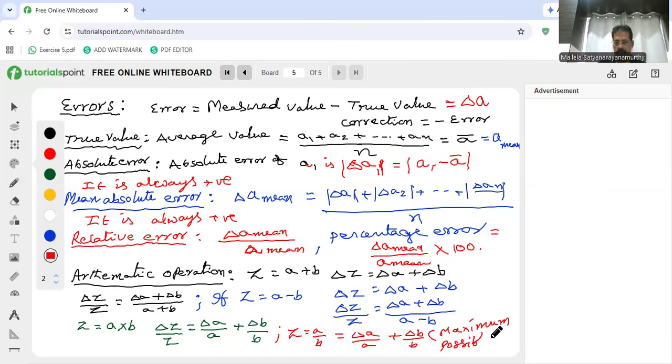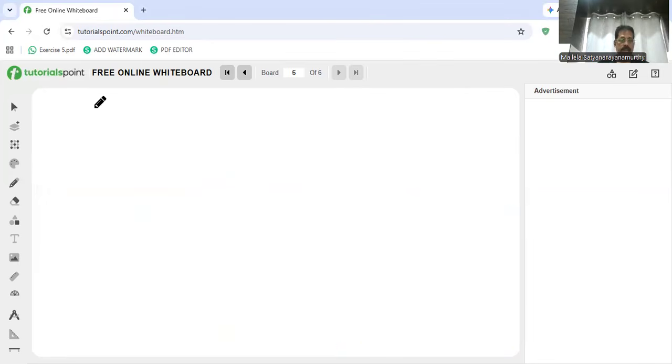You have to write always the maximum possible error. Plus only. Whatever it is, you have to write plus only. Very, very important. See, I will write Z is equal to A to the power P, B to the power Q, C to the power R, let it be.